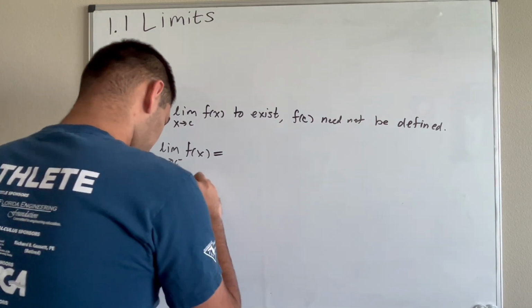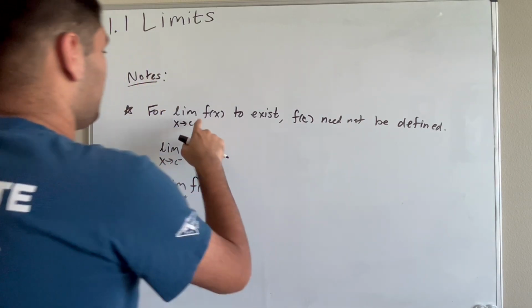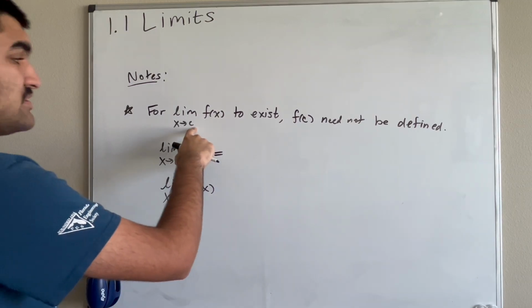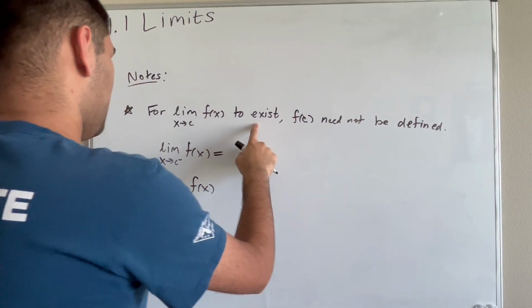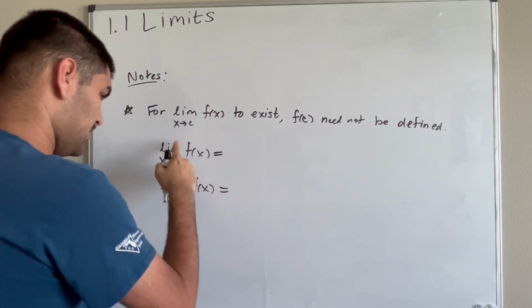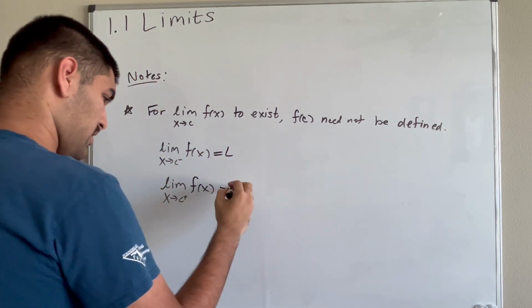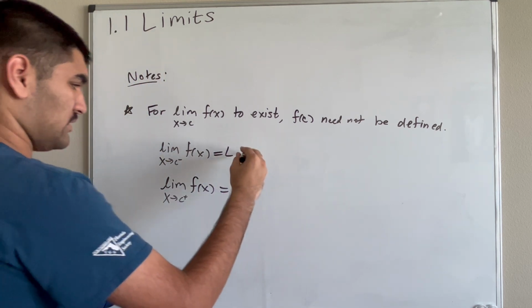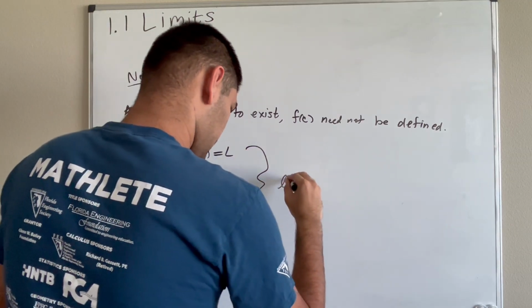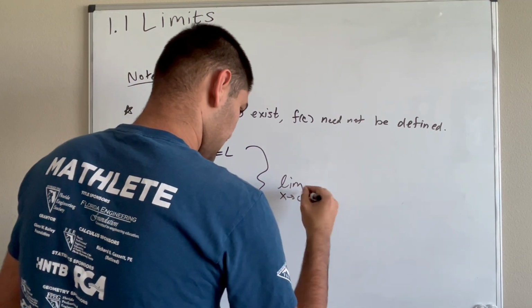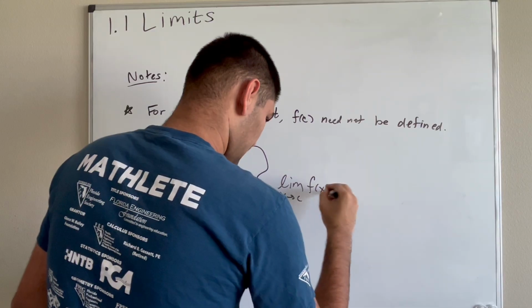Right? So in order for the limit as x approaches c to exist, all that means is that these two limits need to be equal to each other. So if this is equal to L, then this needs to equal L. And then the whole limit as x approaches c will also equal L in this case.